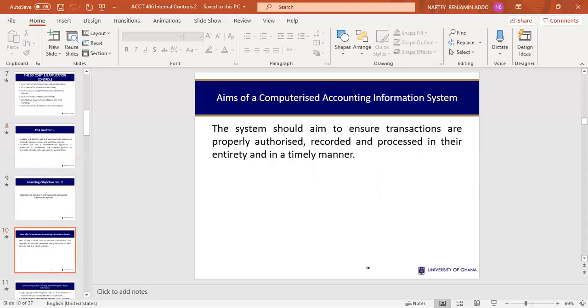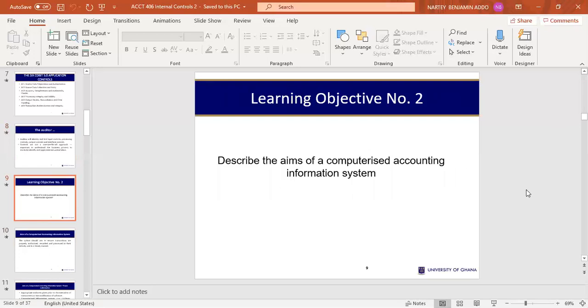So let's continue. Learning objective 2 says that we need to describe the aims of a computerized accounting information system. As I indicated earlier, the main objective of a computerized accounting system is to process accounting data with the aid of a computer. So if you want to automate accounting processes, it's all about automation. If we want to automate, then we need to get the software that will be needed. We need to get the hardware.